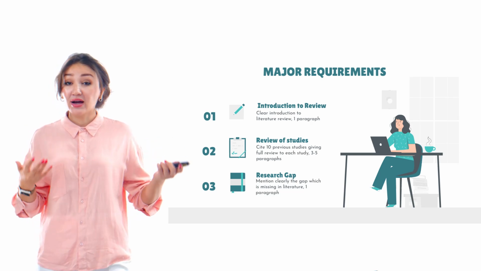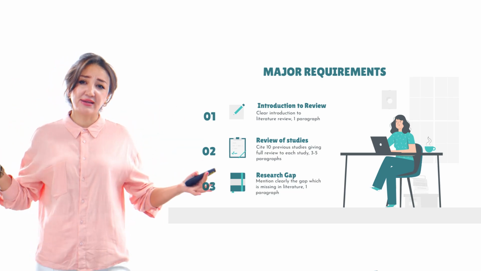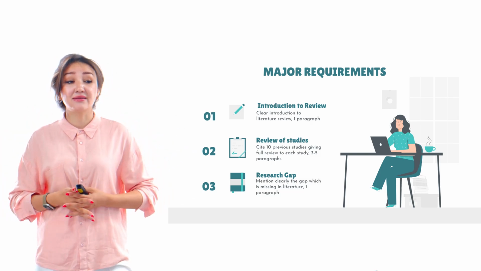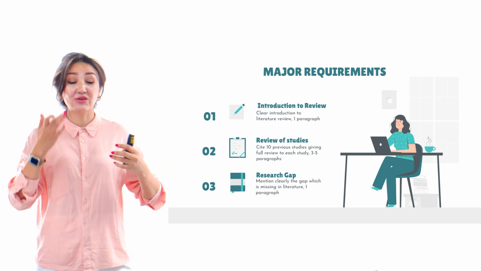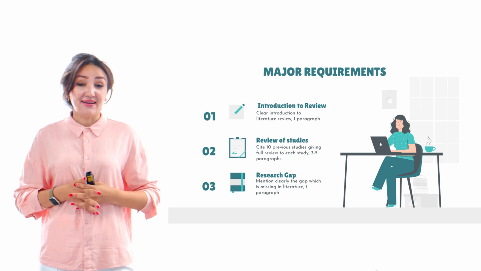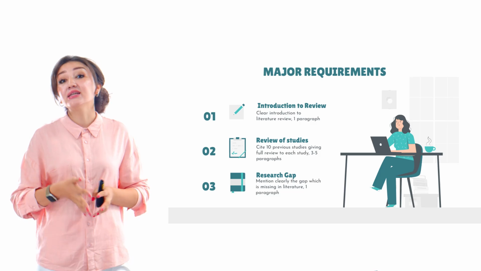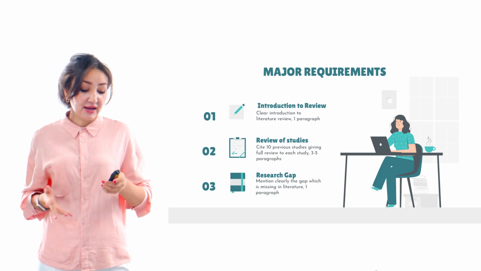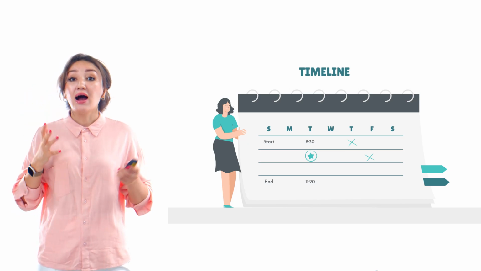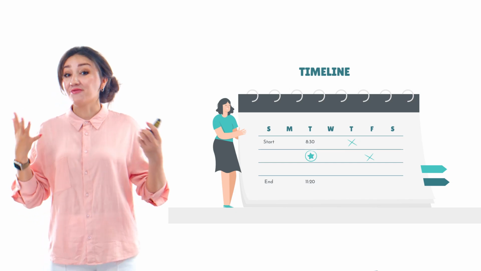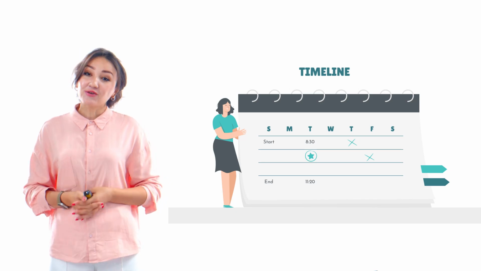So the major requirements for the literature review are: an introduction for the review, a small introduction of what you are going to discuss in this literature review, and the review of the studies, where you have to cite at least 10 citations across your paragraphs. And the next important thing is the research gap. In the next video, I'm going to show you how to write literature reviews and the research gap effectively. That's all for today.